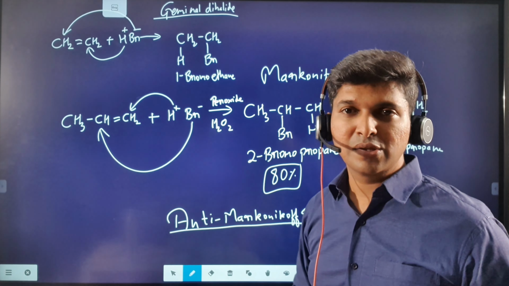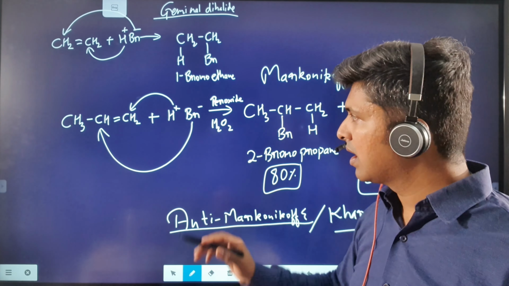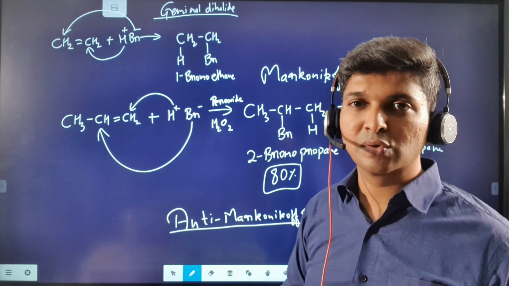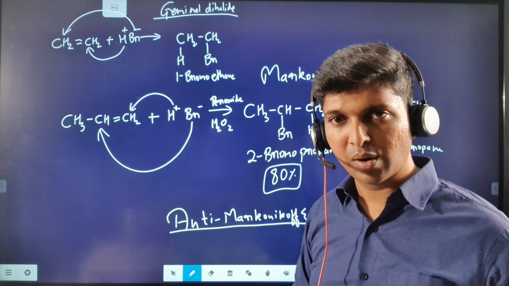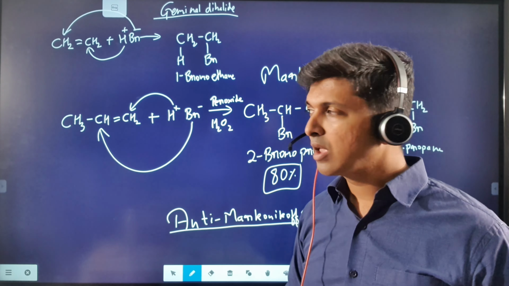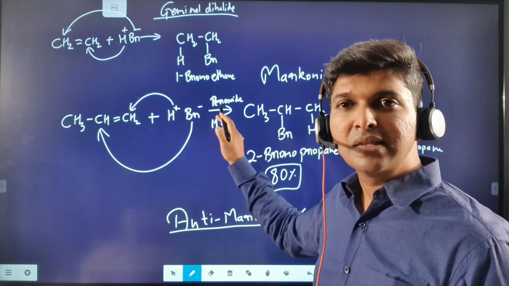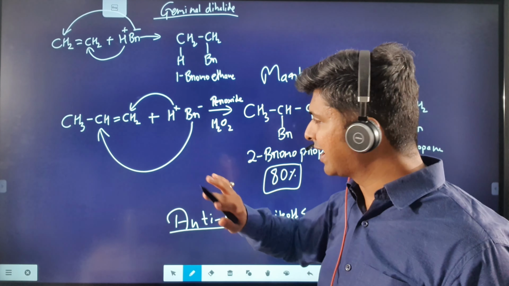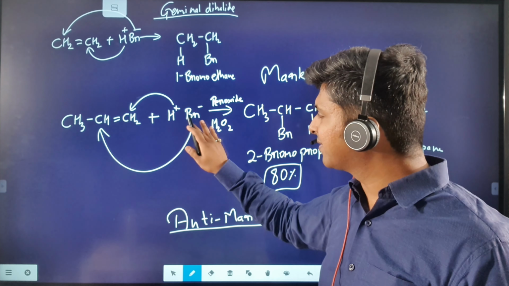So it takes place only in the presence of a peroxide and HBr. If either of the two is absent, anti-Markovnikov's rule will not be followed and it will convert into Markovnikov's. If peroxide is not there and only HBr is there, no use. Anti-Markovnikov's rule will not be followed.